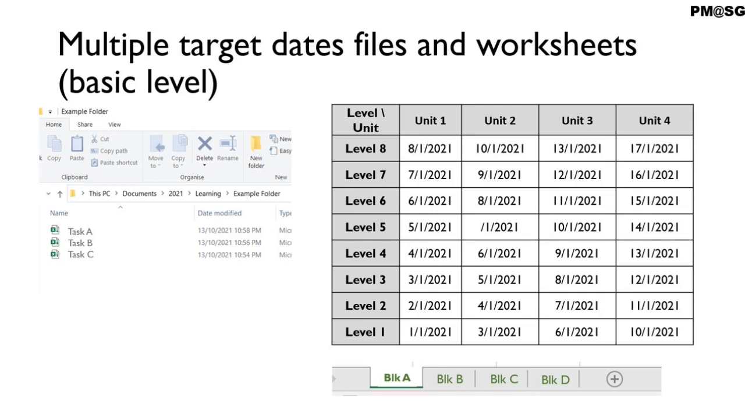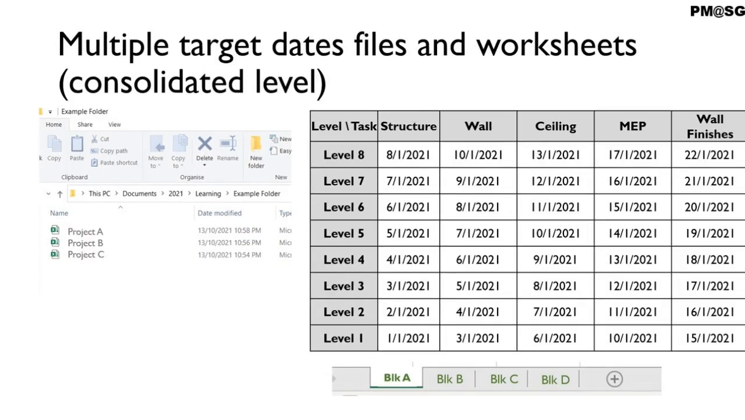This Power Query method can also be used to extract progress-related data stored in multiple files. For example, each file contains data for one task and the various worksheets in the file is for each block. Another example is where you have each project's data in one file, and each worksheet is for data of one block.